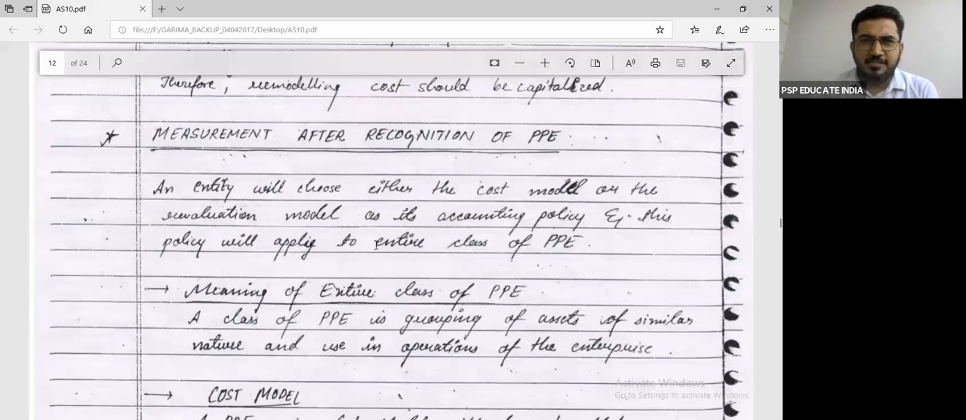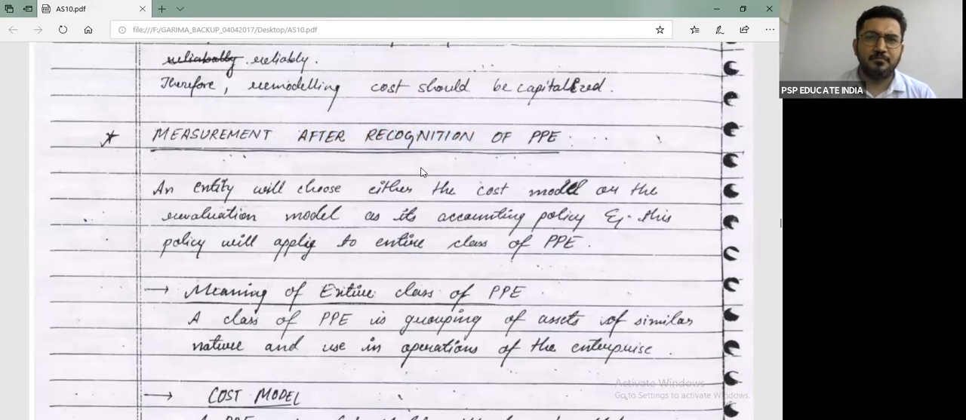If you're clear with this, come to the next part, which is measurement after recognition of PPE. Very important, underline, after recognition of property, plant and equipment. Underline the word after recognition. What is the meaning of after recognition?